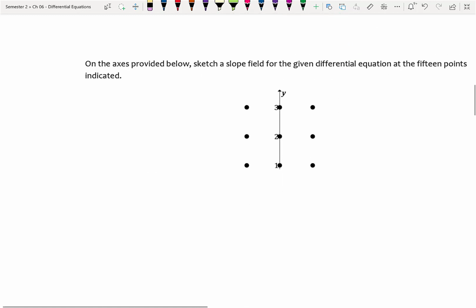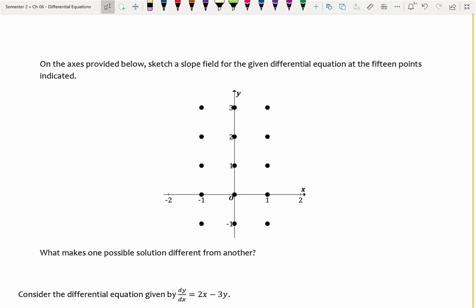So this is the tricky part. This is the part that we're going to spend a little bit of time on. I'm going to pause the video and have the viewer, whoever does it, do this too. On the axis below, we're going to sketch a slope field for the differential equation. And the differential equation, same one from above, dy over dx is equal to x. We're going to sketch that for the 15 points.